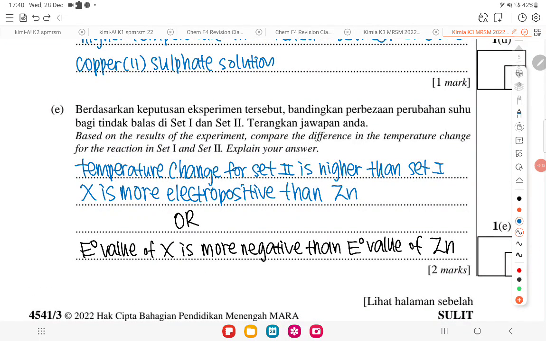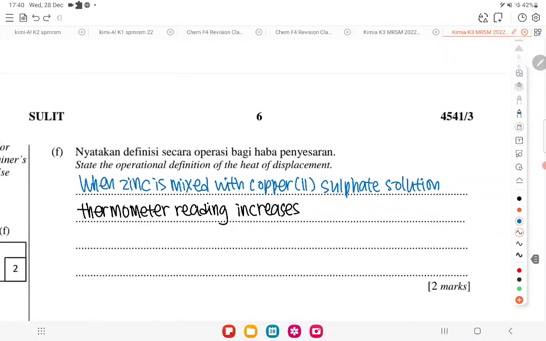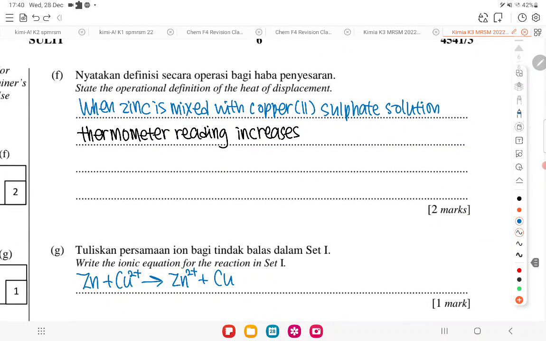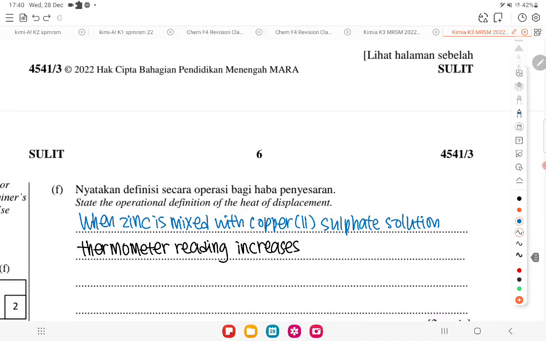Okay, so now let's go on to question F. State the operational definition for heat of displacement. A lot of students always get 0 marks for operational definition. The full mark is 2 marks. So how do you get a good mark for operational definition?